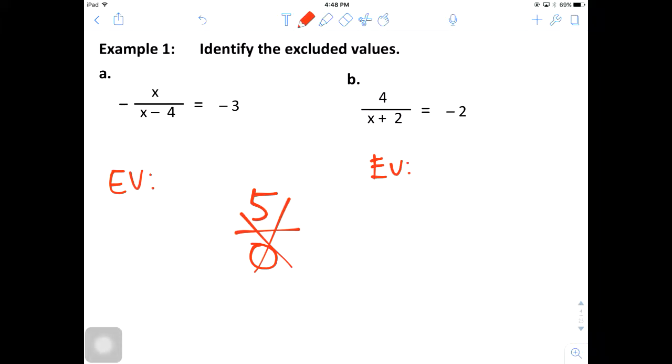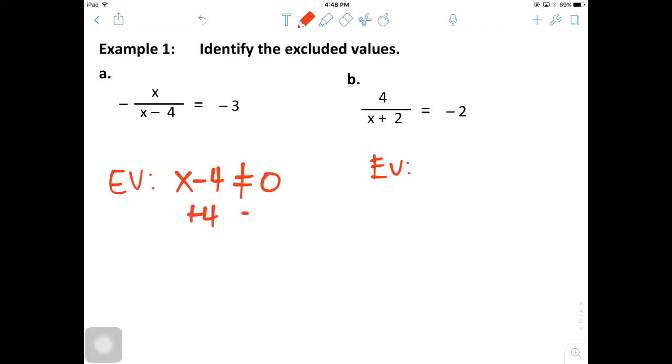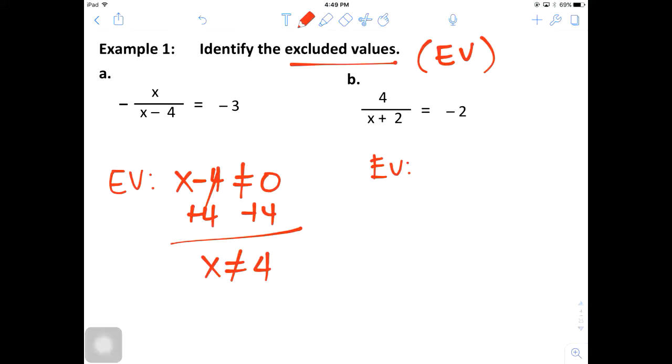So here's how you can show your work. You can show your work by setting x minus 4 cannot equal 0, right? So then what is the value that is excluded? So then x cannot equal 4 because that is going to make this bottom 0, correct? So we call that the excluded value, and from now on, I will write EV to represent the excluded value, just like that. Okay, so in this case, the excluded value is x cannot equal 4.